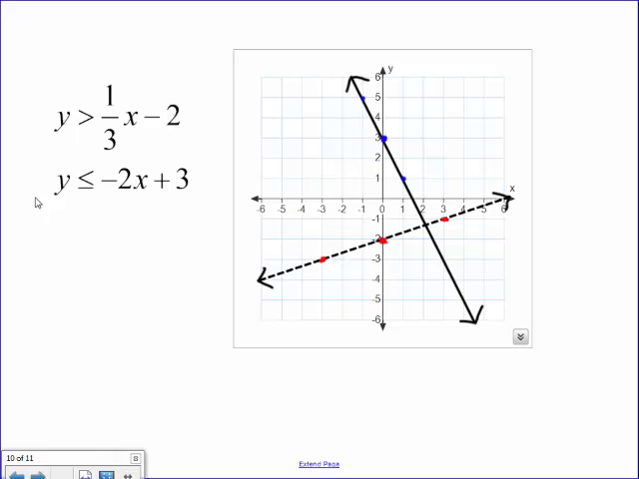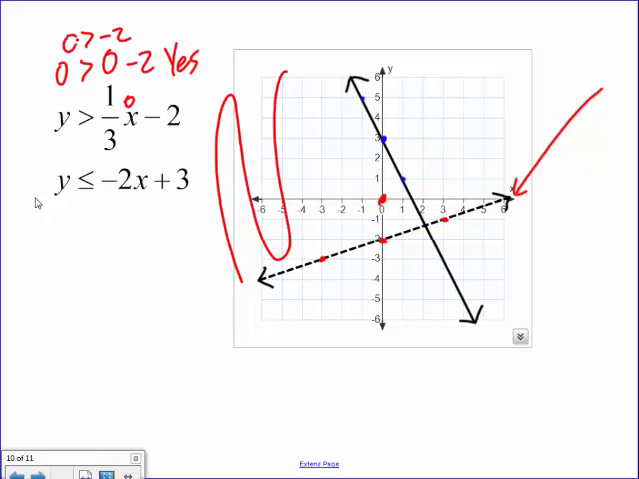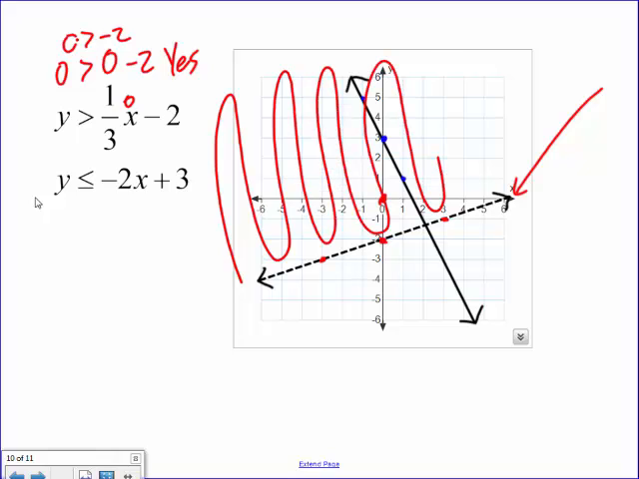So let's go up to this top one. Can I test 0, 0 for this dotted line? Yeah, it's not on the line, so I'm going to test 0, 0. Well, 1/3 times 0 is 0, and 0 minus 2 is -2. Is 0 greater than -2? Yes, so that works. So I need to shade on the side where that point is according to this line. So I'm looking at this dotted line, so I'm going to shade above that line.